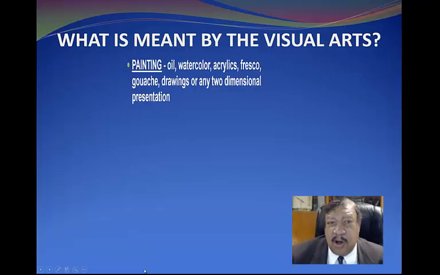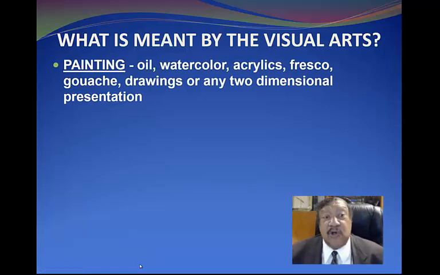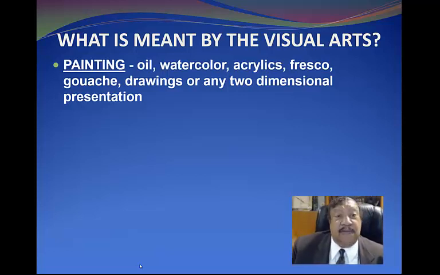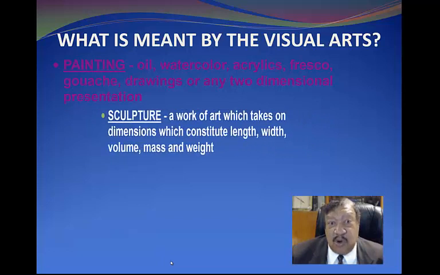What are the visual arts? We have painting, which is a two-dimensional presentation. Painting, or two dimensions, has length and width. So that means a print, and we can have a watercolor, we can have acrylics, we can have fresco, oil, gouache, charcoal, anything that's on a piece of paper or a flat surface and has length and width is two-dimensional. But sculpture is the second of the visual arts.